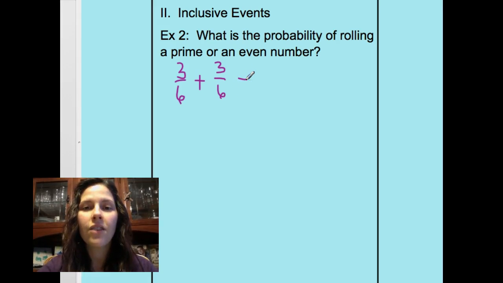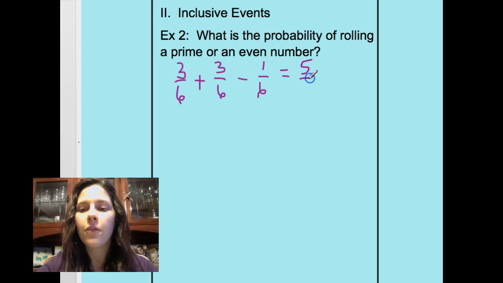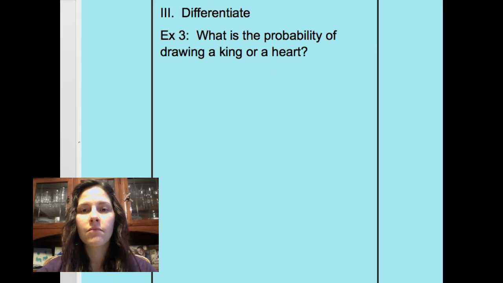You don't have a 2 out of 6 chance of rolling a 2. You only have a 1 out of 6 chance. So we have to subtract off that 2 that got counted twice. So we really have a probability of 5 out of 6. There's a 5 out of 6 chance of rolling a prime or an even. 1 would be the only number that doesn't fall into either category. And our last 2 examples, we're going to take a look at differentiating between the two. We'll decide if there's any overlap and we need to subtract off that double counting.